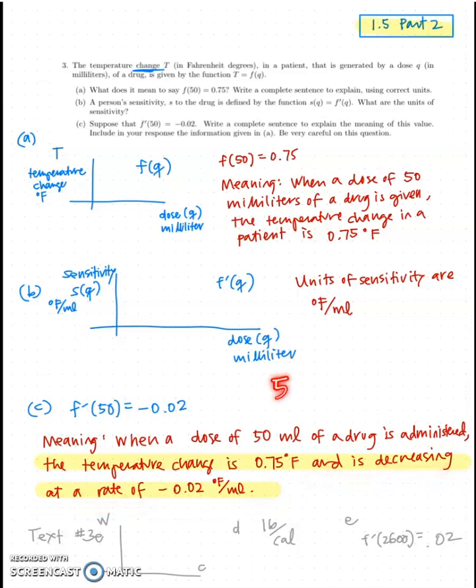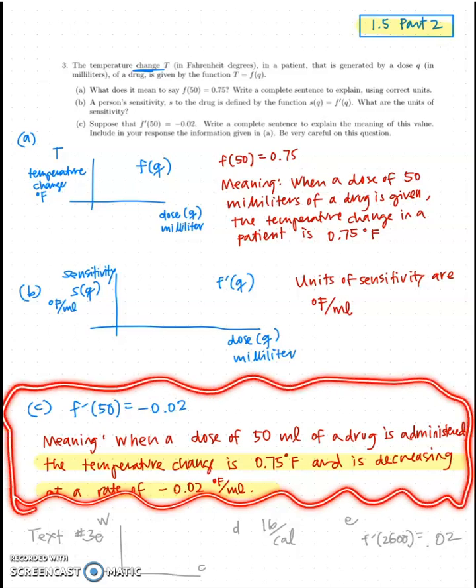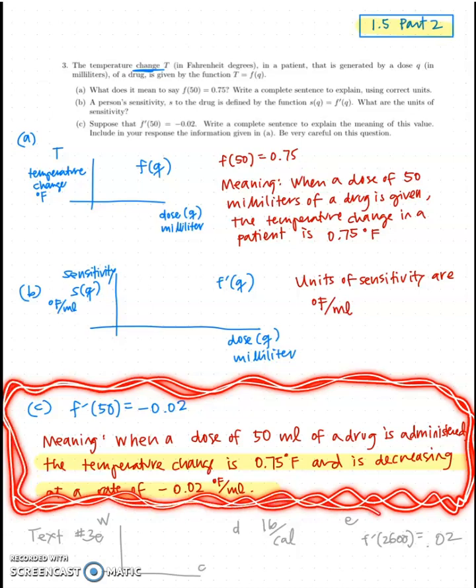So if at 50 milliliters the temperature change was 0.75 degrees, at 51 we could expect that the temperature change would maybe be 0.73 degrees Fahrenheit. The temperature at 51 milliliters is still rising for the patient, but the temperature change itself is going down. So really focus and make sure you're understanding this answer here.